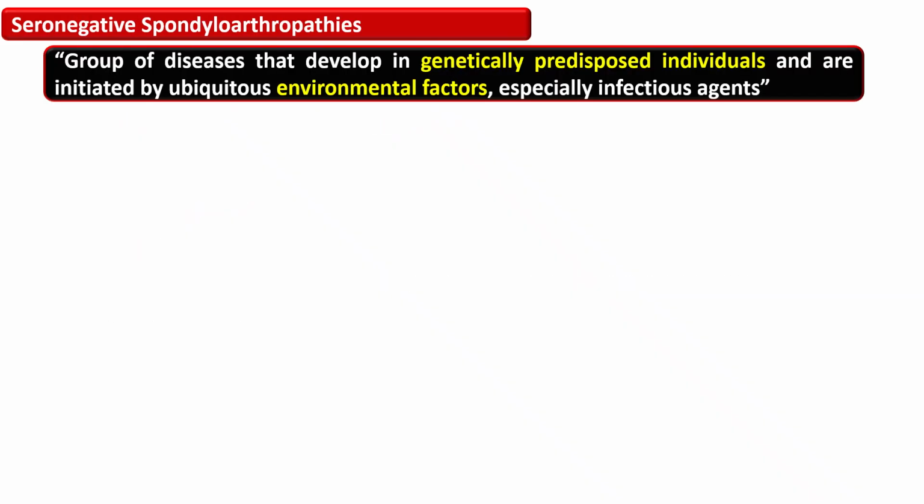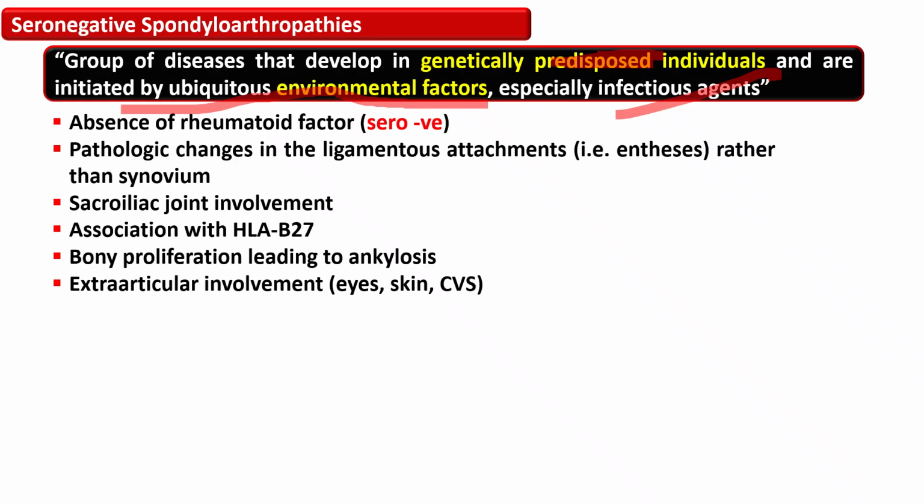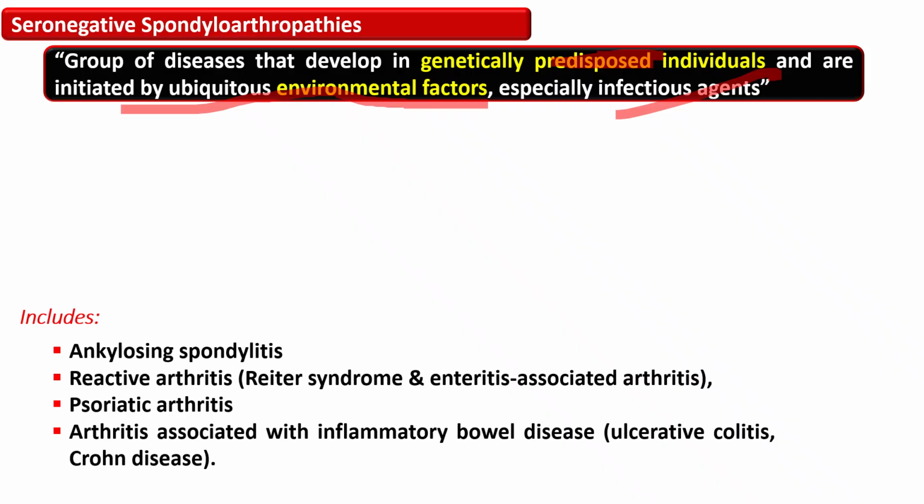There is another term, seronegative spondyloarthropathies. These are a group of diseases that develop in a genetically predisposed host and are initiated by ubiquitous environmental factors, especially infectious agents. The characteristic of these arthropathies is the absence of rheumatoid factor, hence they are termed seronegative. The pathological changes are mainly in the ligament attachment rather than the synovium.